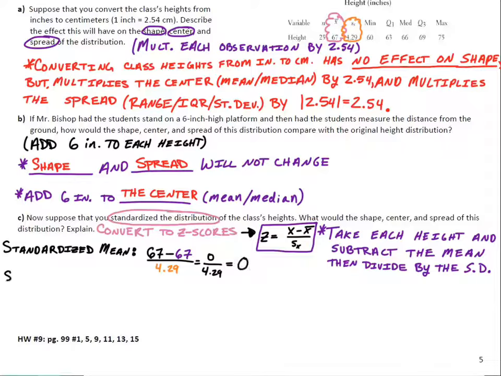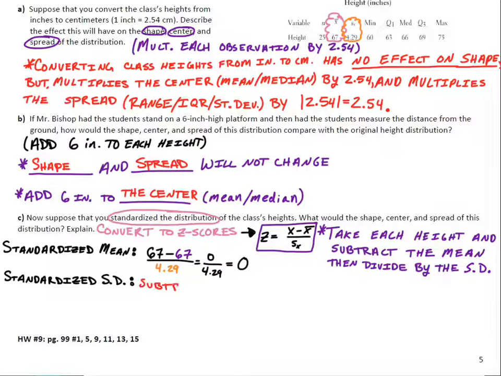What about our new standard deviation? Our standardized SD, or standardized standard deviation. Well, first thing you need to know is that subtracting 67, subtracting the mean, doesn't do anything to standard deviation. We already talked about that. Adding or subtracting a constant doesn't change measures of spread. So the only thing that's going to affect the standard deviation here is dividing by 4.29.